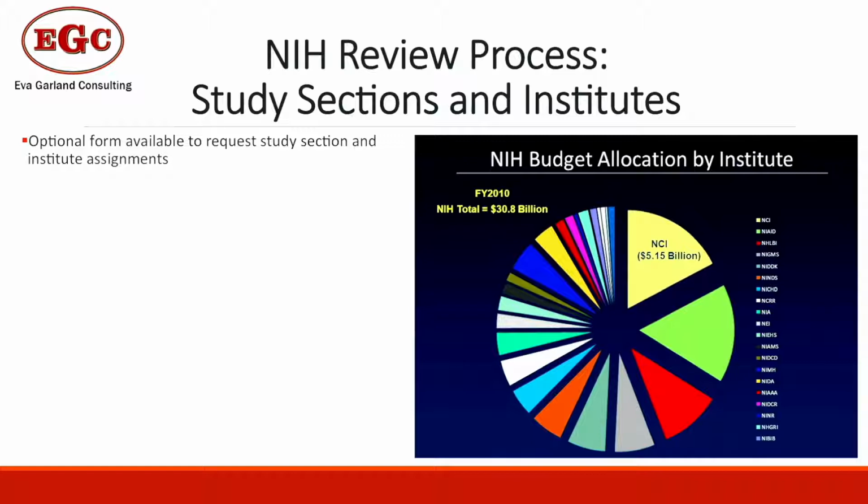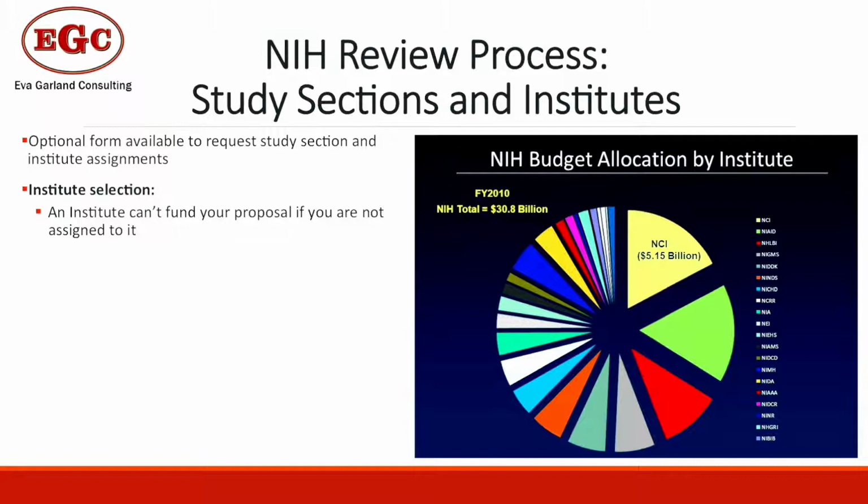So when you go to submit your proposal, and we're going to spend a little bit of time looking at that portal so that it's a little bit more familiar to you, you can actually add an optional form to your application to designate the study section and the institute assignments. So why would you want to do that? Any ideas? That's exactly right. It allows you to target your application to the institutes that you think would be most interested or that are best aligned.